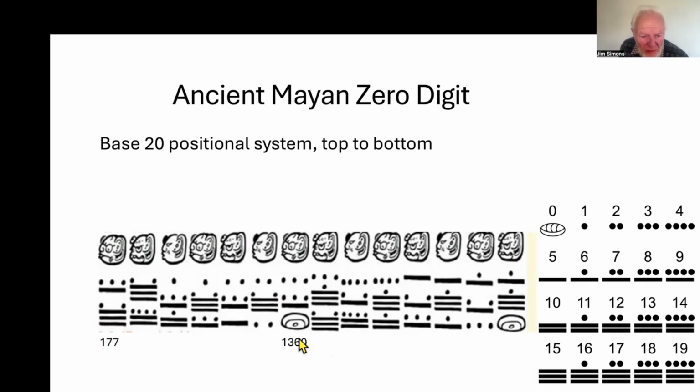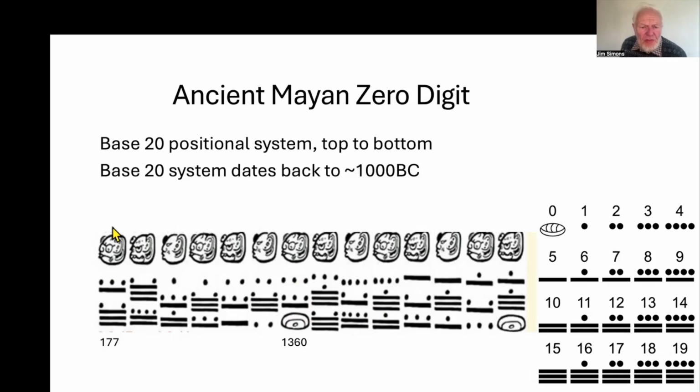And here's a number with a 0 in it. So that's 3 lots of 20 squared, which is 1200 for us. And that's 8 lots of 20, which is another 160, which makes 1360, and nothing else. There we are. So you see they're writing their numbers down top to bottom.